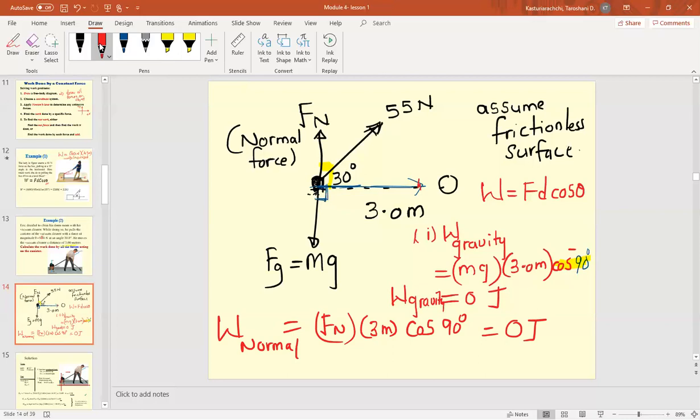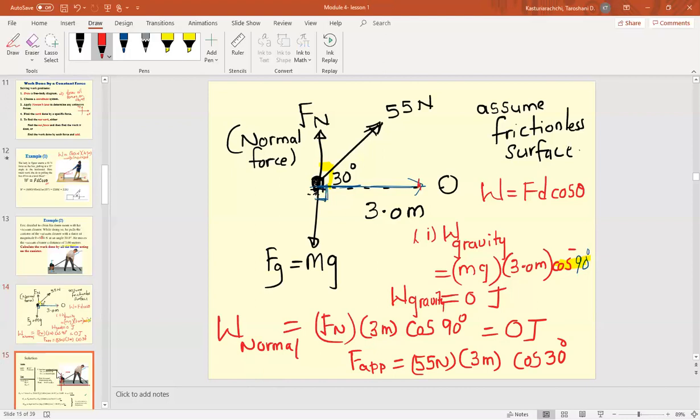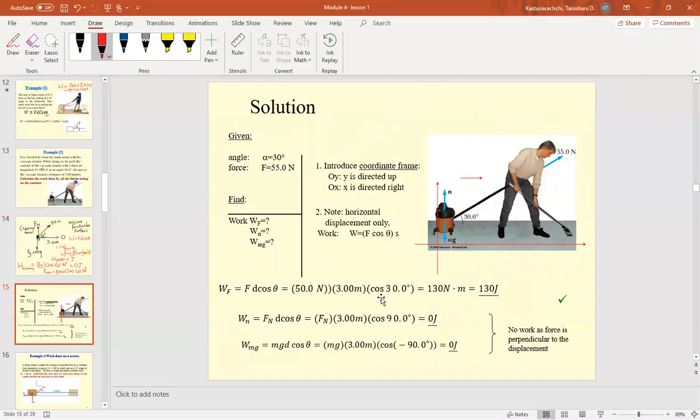Okay, who's doing this work then? Whatever the applied force. You can do that. Work done by applied force would be, force is 55 newtons, displacement is 3 meters, cosine. Now this angle is 30. You can do the math. Okay, so see, it's pretty simple. Oops, what happened? Okay, so that gives my work, and you will end up with 130.